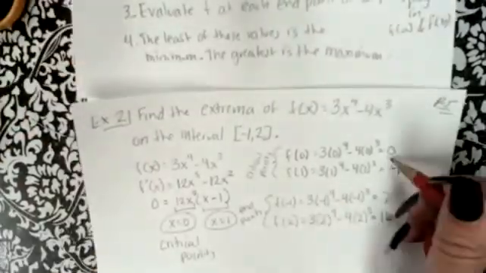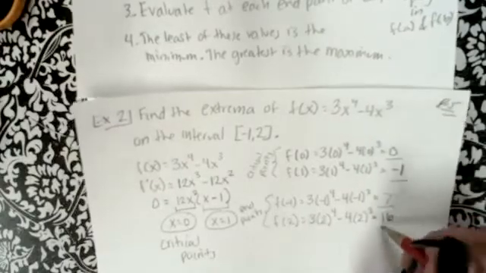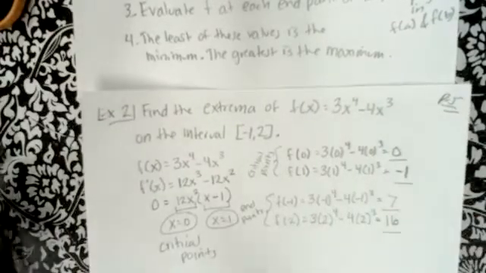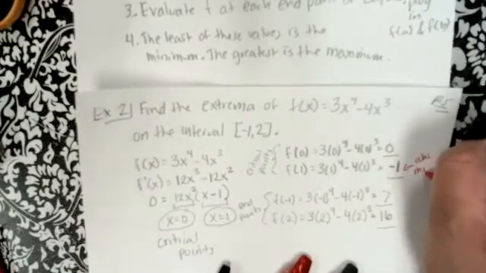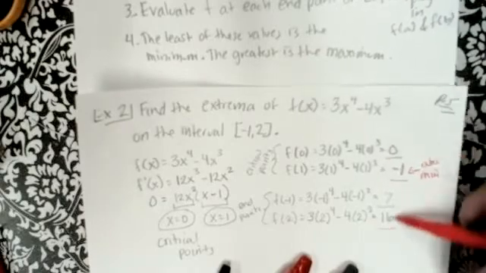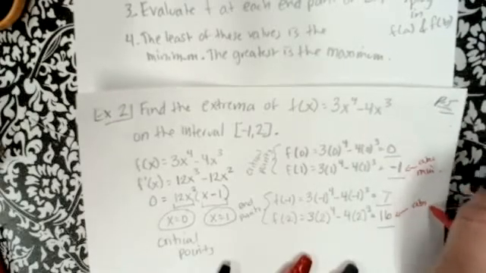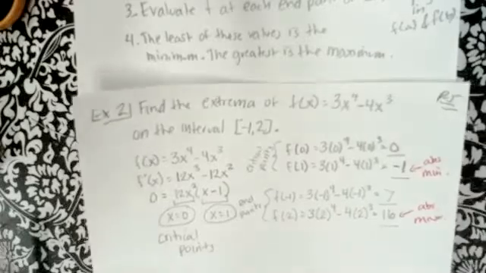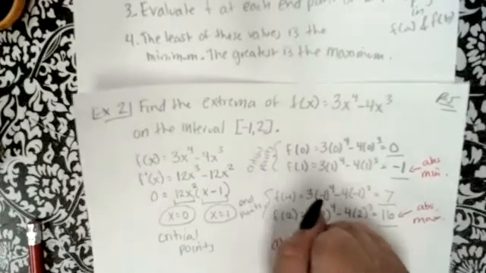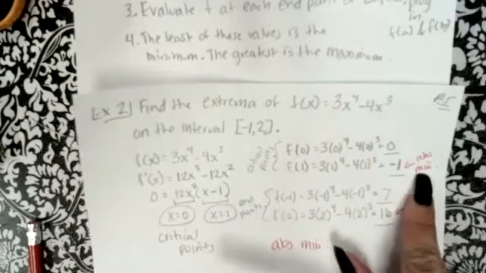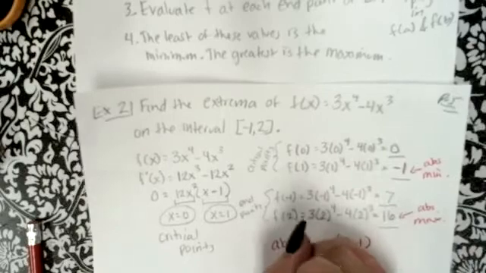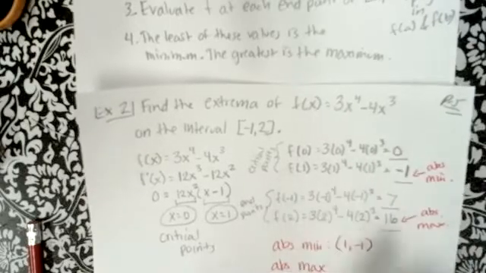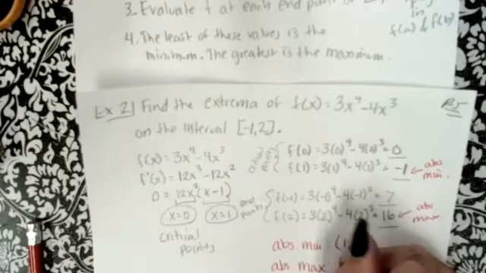And then the last step says the least of the values. Look at the y values. The least one is going to be the absolute min. So right here, that is the absolute min because it's the smallest. And the largest of these numbers is this one. That's going to be the absolute max. So you have an absolute minimum at x is 1, y is negative 1. And we have an absolute maximum at x is 2, y is 16.